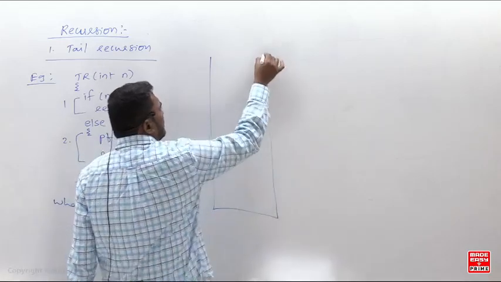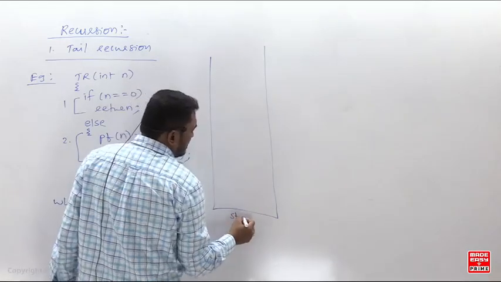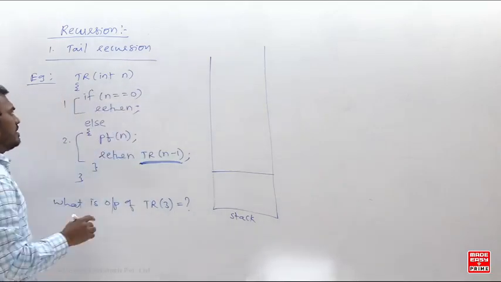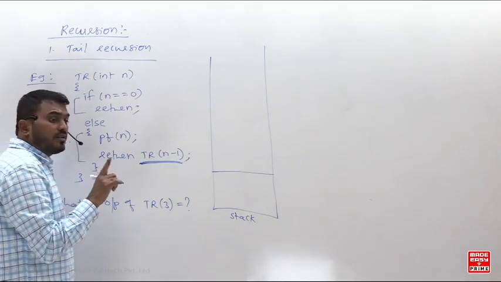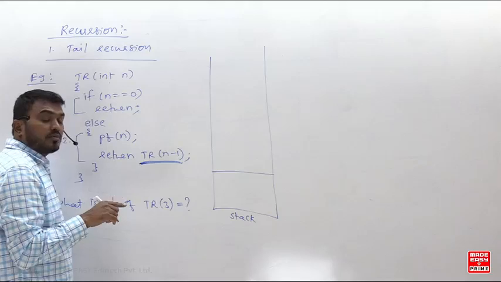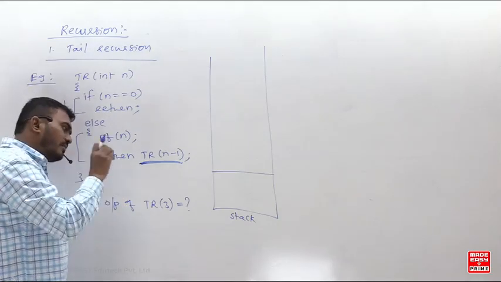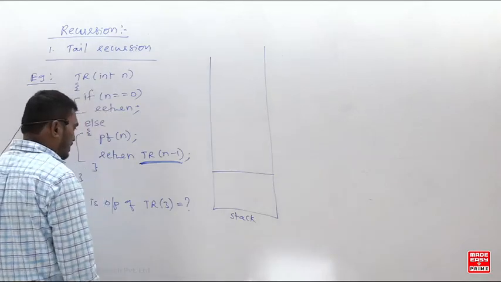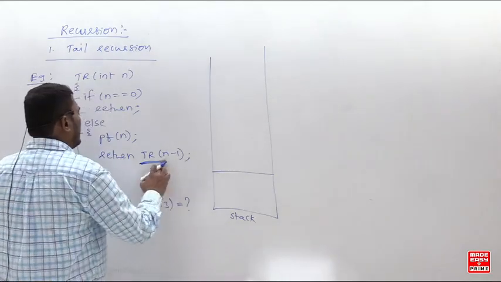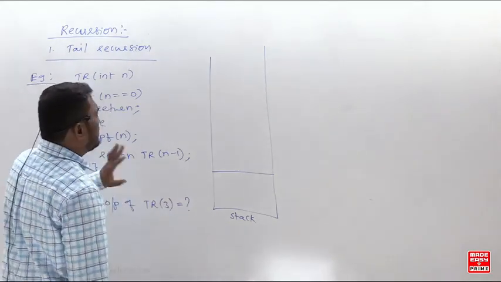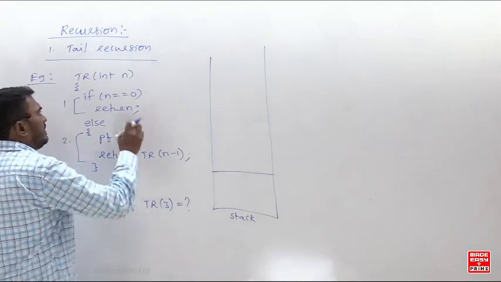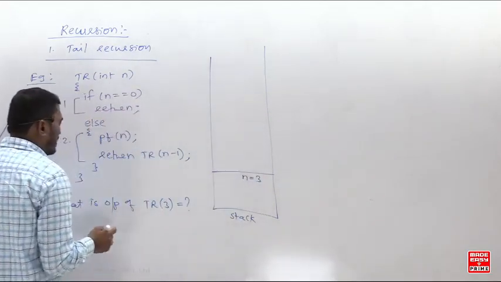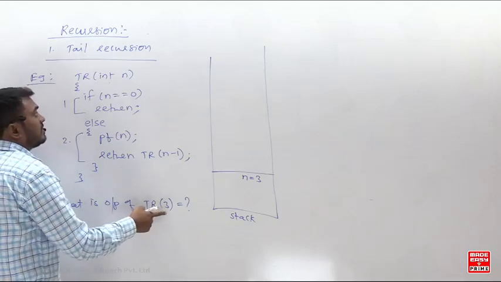Now how are you going to solve this? You do that with the help of a stack. So take the stack here. Initially, obviously, only the main function will be pushed. Everybody knows that, I told you program execution already. After that, the TR function will be pushed, and you are passing n value as 3. It is asking what is the output of TR of 3.